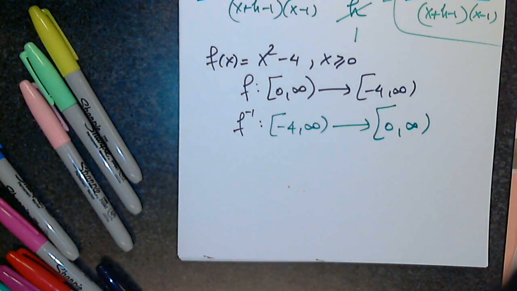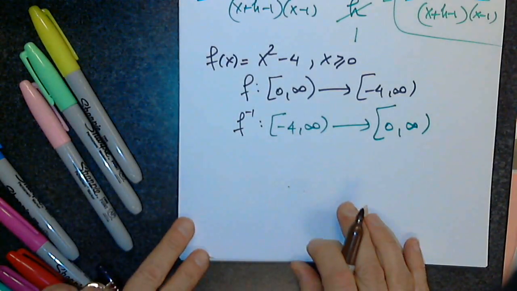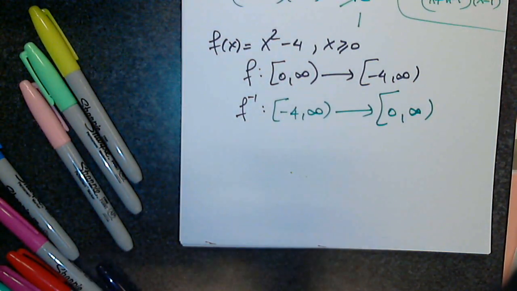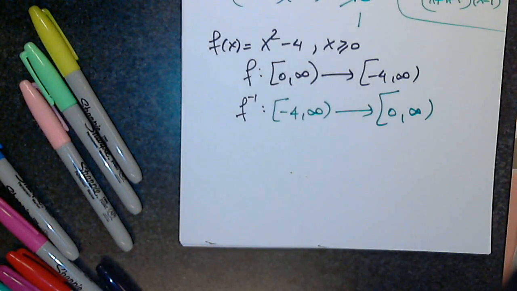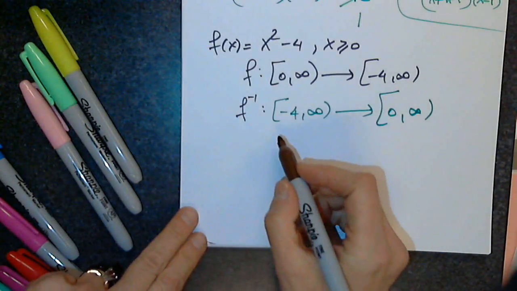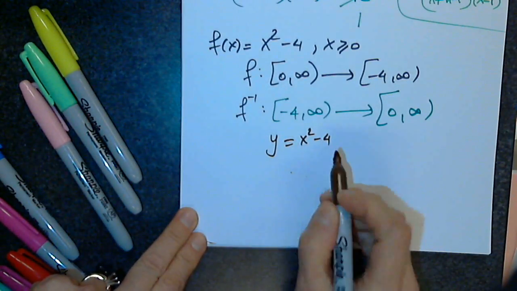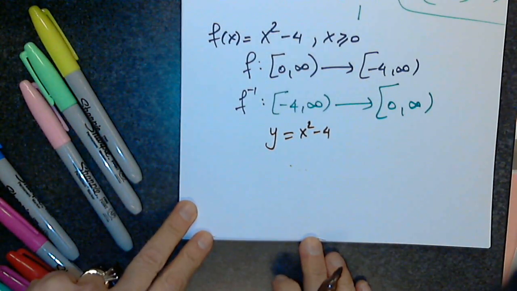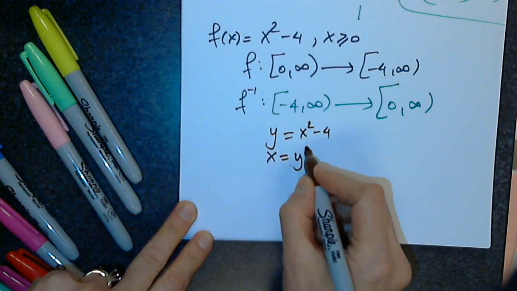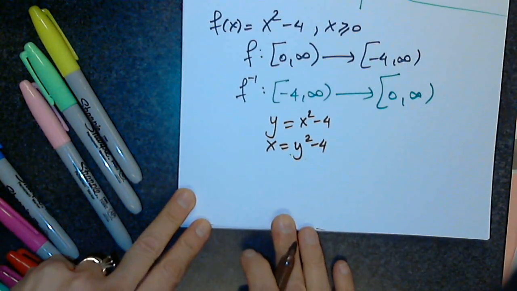There is a 4-step procedure for finding the inverse. Step 1. Set f(x) equals y instead. So y equals x squared minus 4. Step 2. Replace x with y. That's it. Solve for y. Good.